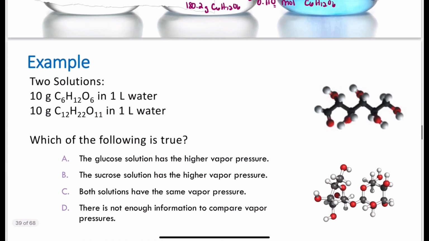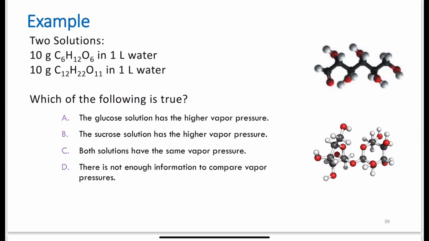Let's work a conceptual example. 2 solutions. I've got 10 grams of C6H12O6, which is glucose, in 1 liter of water, and I've got 10 grams of C12H22O11, which is sucrose, in water. Which of the following is true? So again, glucose and sucrose. The glucose solution has the higher vapor pressure. The sucrose solution has the higher vapor pressure. Both solutions have the same vapor pressure, or there's not enough information to compare vapor pressures.